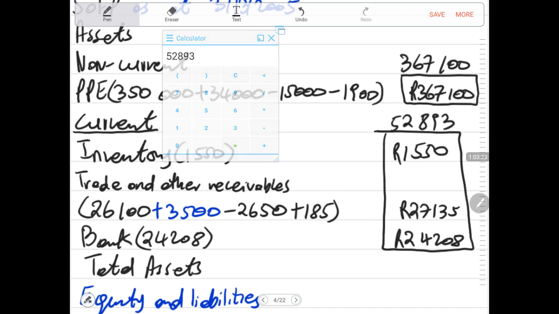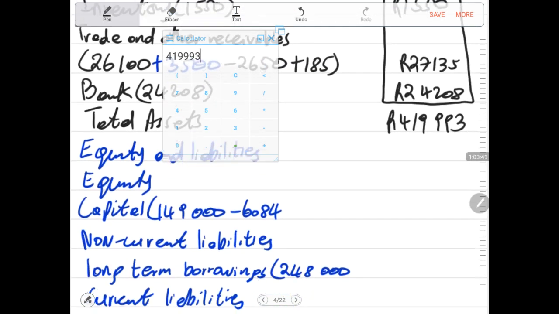52,893 plus 367,100. We get 419,993 total assets. We're done with the assets.